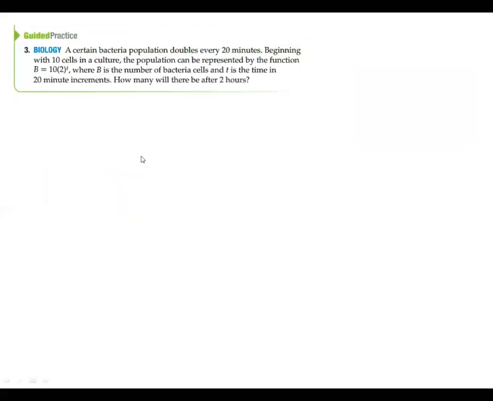All right, here's one for you to try. Go ahead and pause the video. Okay, we're back. A certain bacteria population doubles every 20 minutes, beginning with 10 cells in a culture. The population can be represented by the function B of t equals 10 times 2 to the t, where B is the number of bacteria cells and t is the time in 20-minute increments. How many will there be after 2 hours?